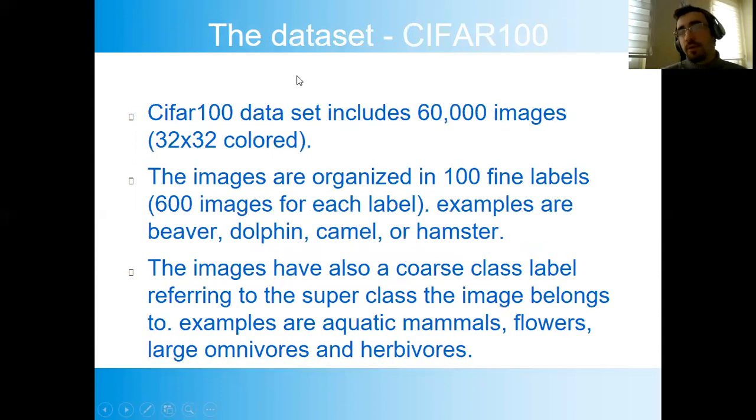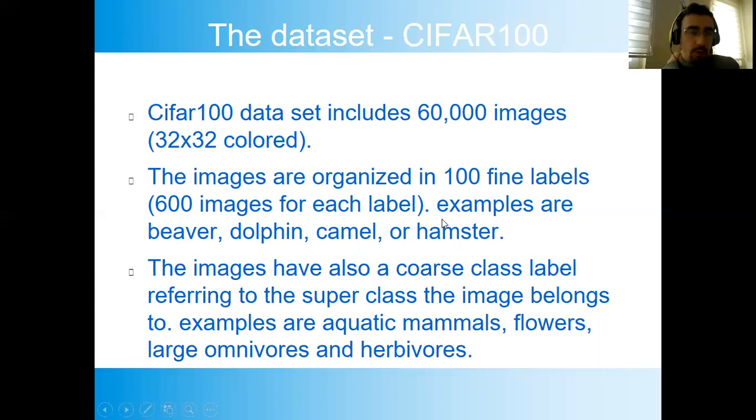So the data set that I'm using is the CIFAR 100 again. The CIFAR 100 includes 60,000 images, all 32 by 32 colored images, right? You can refer to the website to check those. The images are organized in 100 fine labels, and each of the fine labels has 600 images. So imagine we have 100 fine labels multiplied by 600, that gives us 60,000 images.